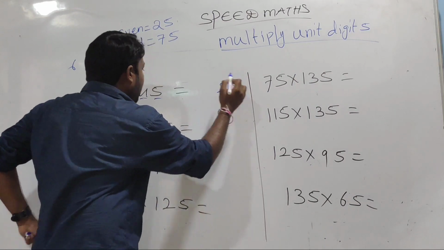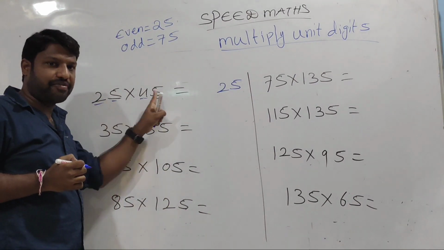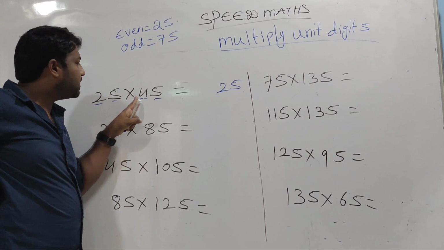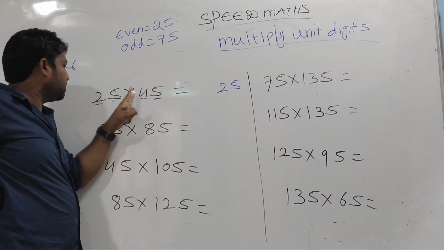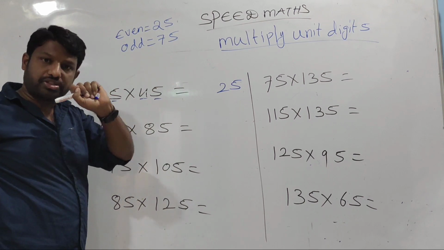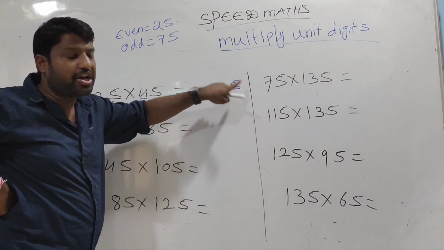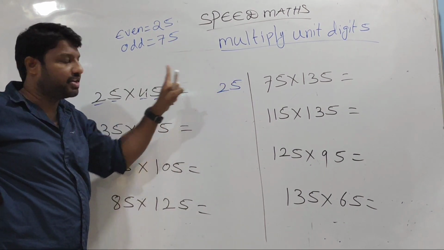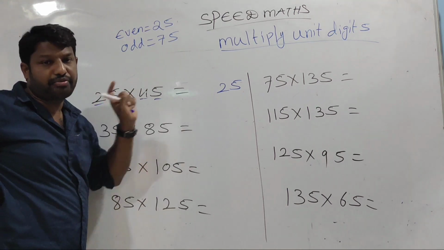What I have done is check that the last digits are 5 and 5. So I am doing my method. What is the method? Here 4, 2: 4 plus 2 is 6. 6 is an even number, so write 25. If you get an odd number, you should write 75. So 6 is an even number, I wrote 25.